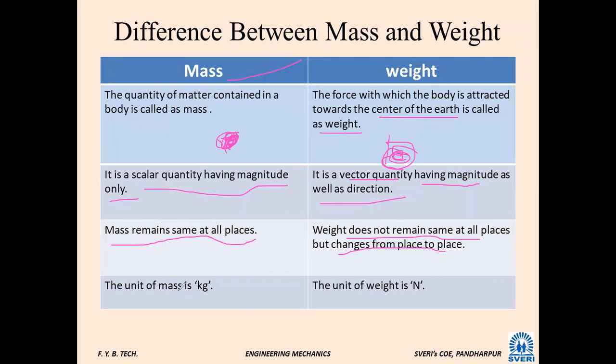Next, the unit of mass is kg, and the unit of weight is Newton. Newton is always written as a capital N only. When you write the full form, you have to write it with a small letter, newton. When you come to the unit of mass, you have to write small k and small g. Most people write capital K and small g. That is wrong. You have to write small letter kg. Is it clear?